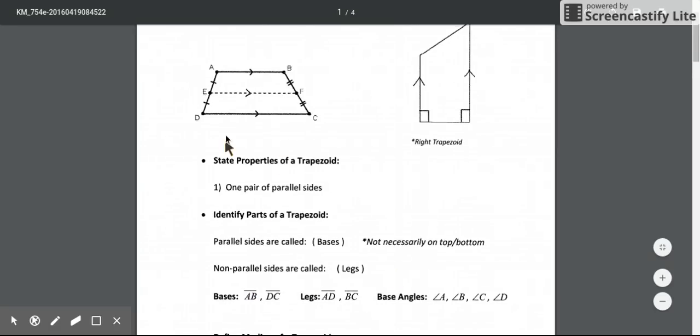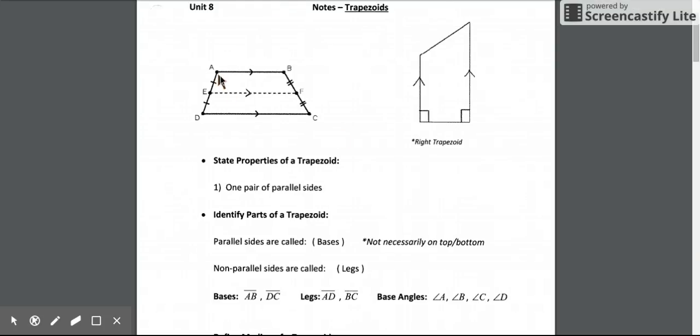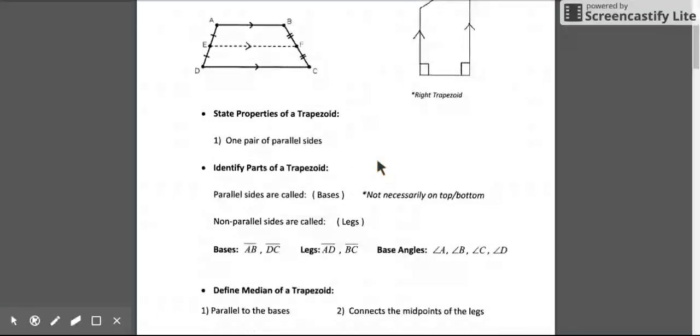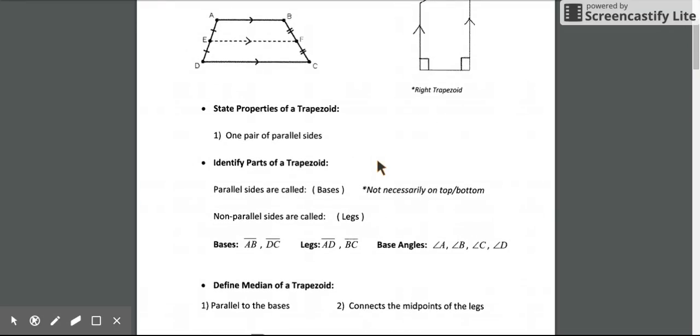The non-parallel sides are called the legs. So these left and right sides are the legs. Segment AD or segment DA and segment BC or segment CB are the legs. The angles that are attached to the bases, and there are 4 of them in a generic trapezoid, are called the base angles. So angle A, B, C, and D are all base angles. We'll get a little bit more specific with those in an isosceles trapezoid.